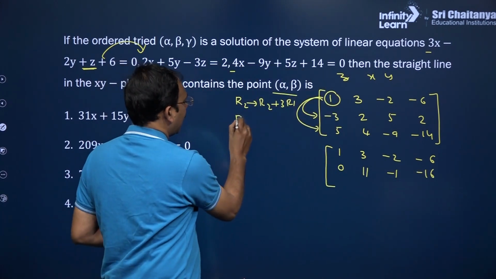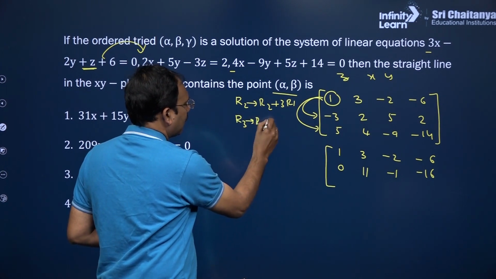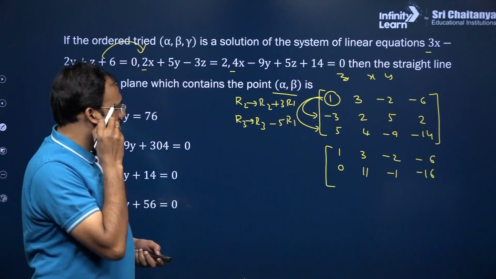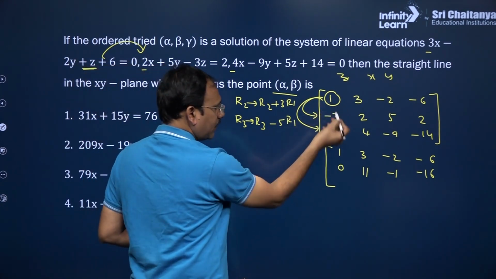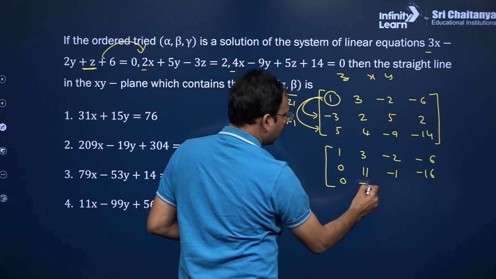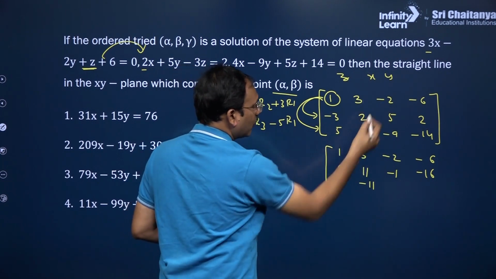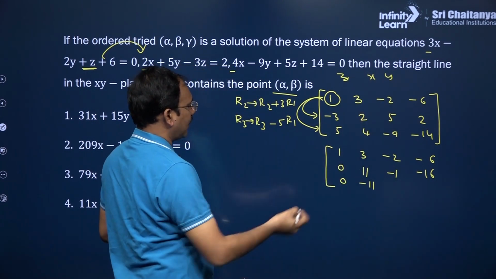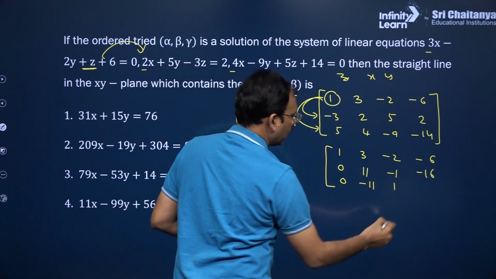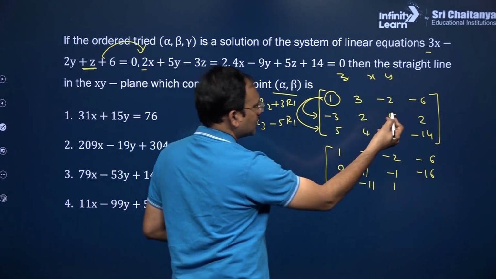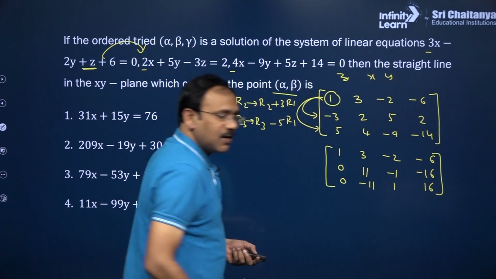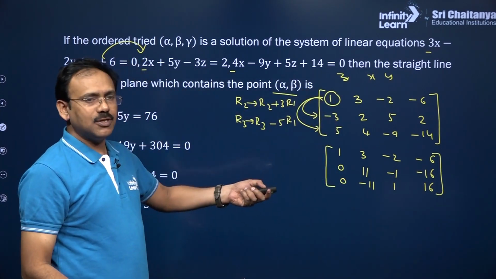Next, R3 I change as R3 minus 5 times R1. So, my dear friends, here you just multiply this with 5 and subtract. This is 0, this is 15, 4 minus 15 is minus 11, then this is multiplied with minus 5, in the sense minus 10 plus this is going to be 1. Next, this is minus 30, if you add to this you will get 16. This is the matrix. Interesting, R3 is quite opposite of R2.